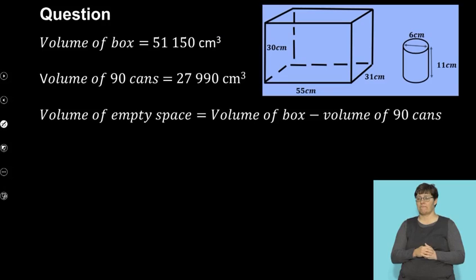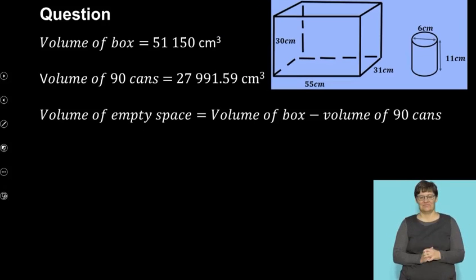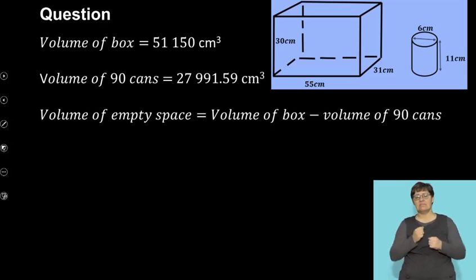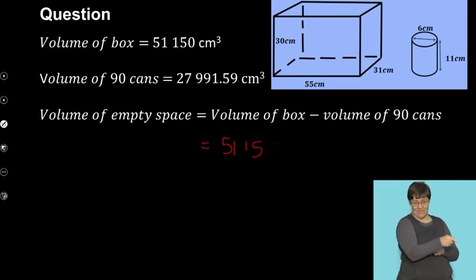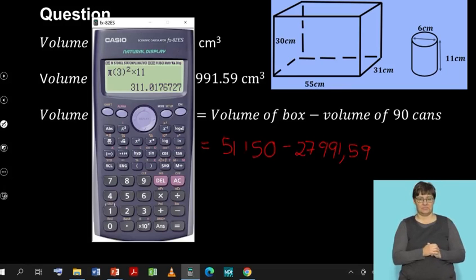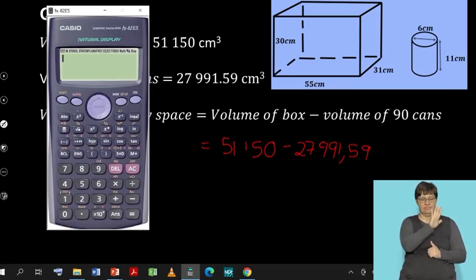So now I'm going to see how I can work out the empty space. Great, guys. So now that I have the volume of my box and the volume of the 90 cans, I can work out the volume of my empty space. Because I know that the volume of the empty space will be the volume of the box minus the volume of the 90 cans. So let's pop this all into my calculator.